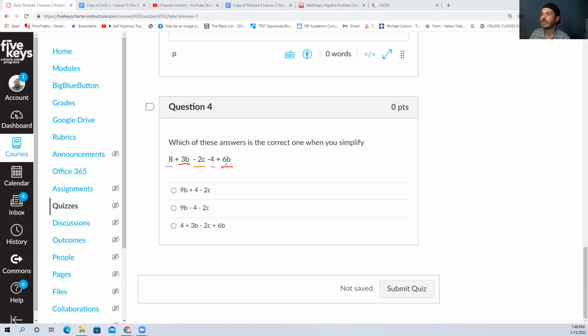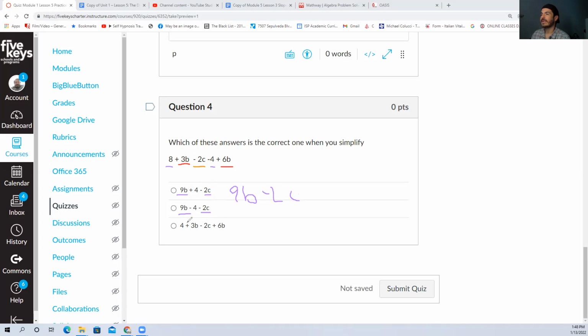Well, how many bananas do I have? 3 plus 6 bananas. I have 9 bananas. How many carrots do I have? I have negative 2C carrots. There's no math to do here. Okay, so this one has 9 bananas and 2 carrots. So this is a possible answer. This one has 9 bananas and negative 2 carrots. This is a possible answer.